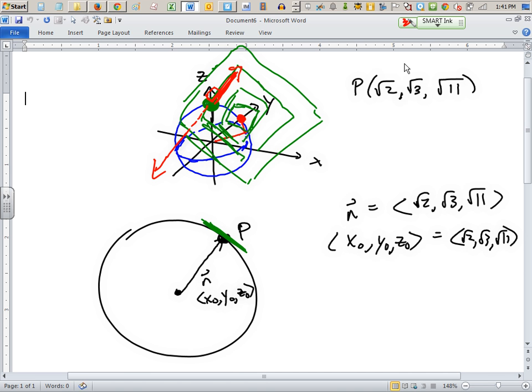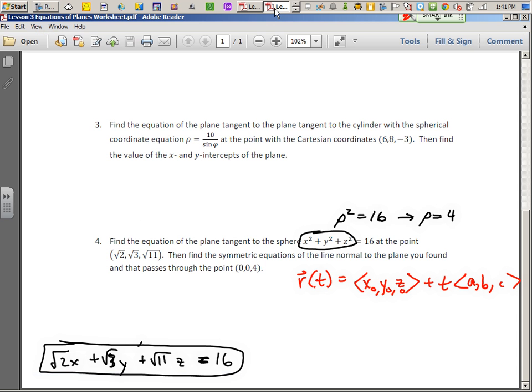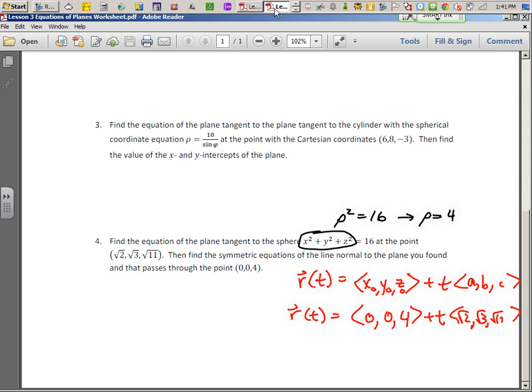Okay, so back to the writing board. We're going to be using 0, 0, 4 as our point on the line. T is a variable, leave it there. And we're going to use root 2, root 3, root 11 again, because we believe that that vector is still perpendicular to the plane, right? And this is the answer. There are 3 forms for such an answer, remember, at least. And the ones we talked about were x equals 0 plus root 2t, y equals 0 plus root 3t, and z equals 4 plus root 11t.